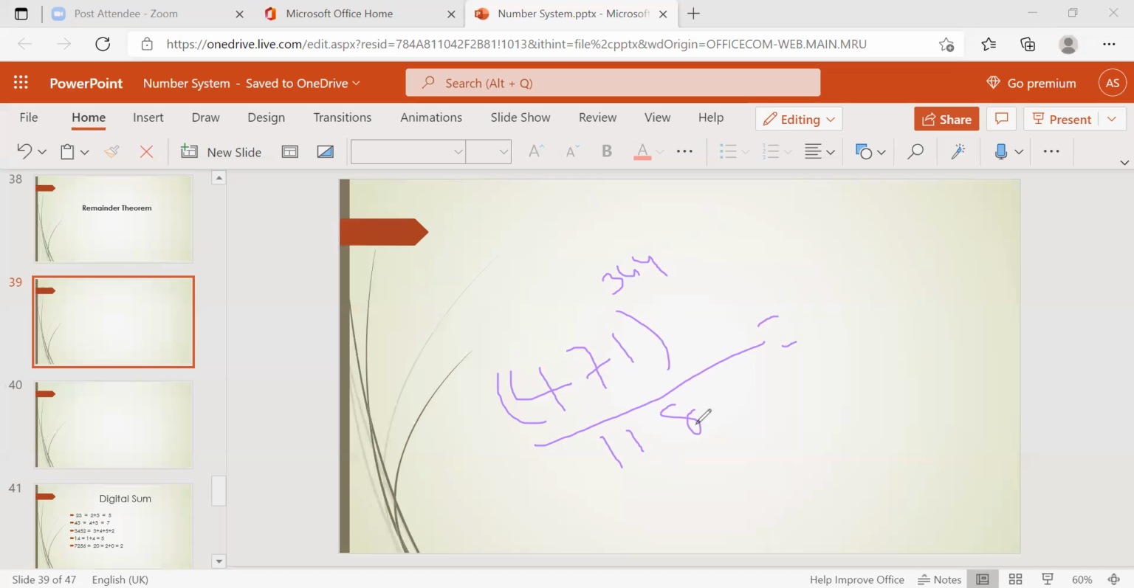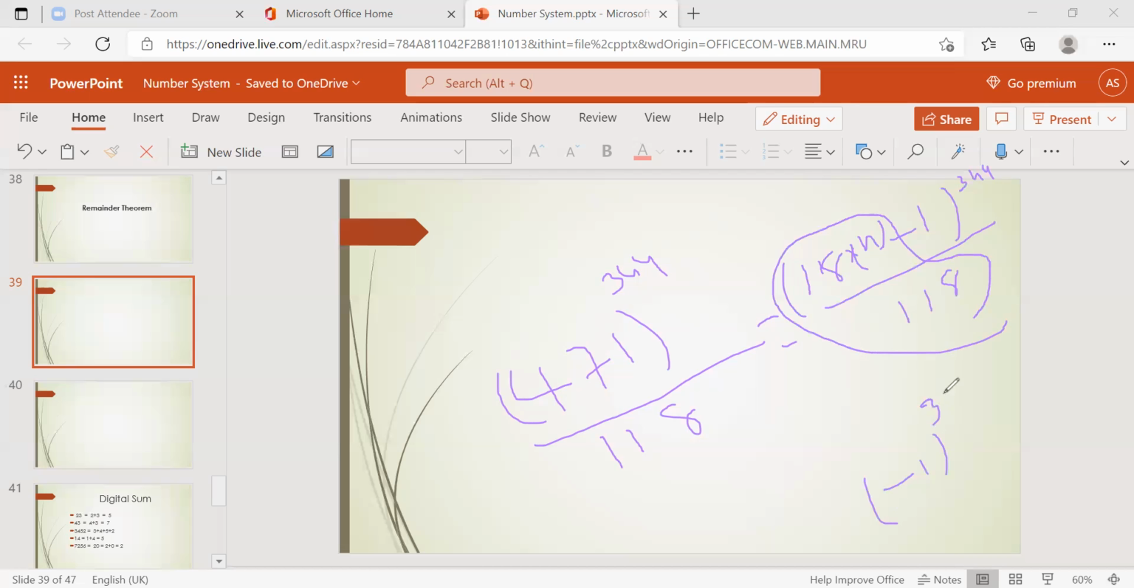118. You can write in the form of 472, right? 118 into 4. So I can write 118 into 4 minus 1 by 118, the whole power 344, right? So this can be exactly divisible and minus 1 power 344. 344 is an even number. So 1 will be the remainder. Right?